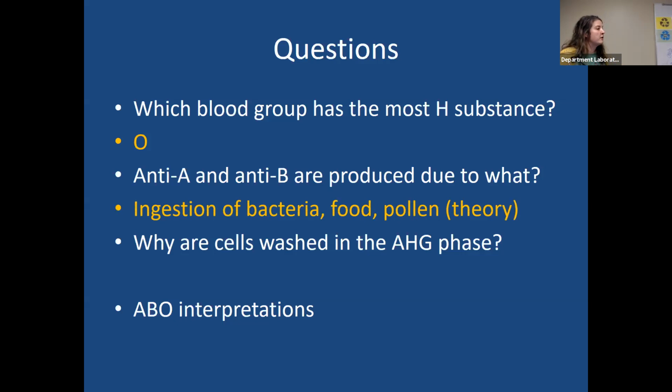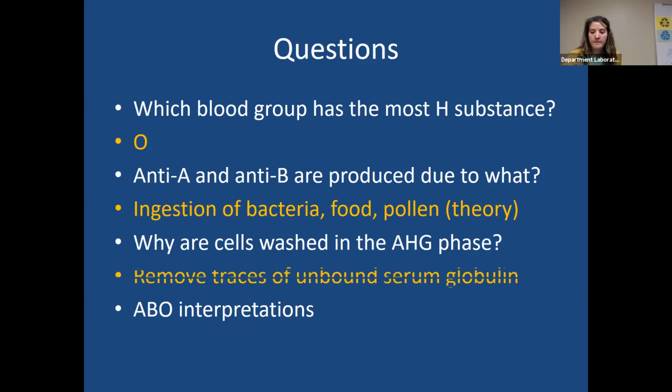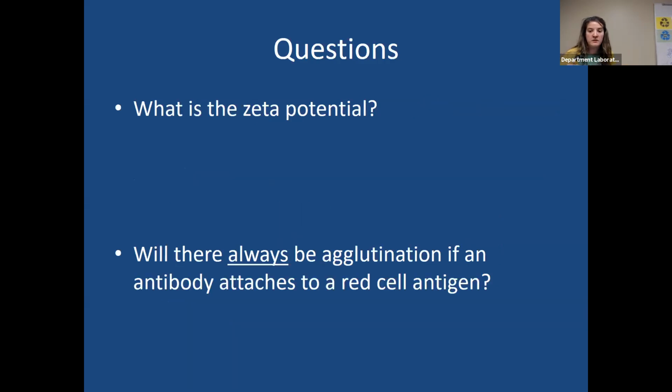Why do we wash the cells for AHG testing? To get rid of the unbound protein. If you have unbound protein, that excess protein can neutralize your AHG reagent, could cause false negatives, okay? And make sure you guys review those ABO interpretations. But what is the zeta potential? It's a negative charge around your red cells that cause them to naturally repel each other. It's a huge concern for us in blood bank. We have to overcome that zeta potential.